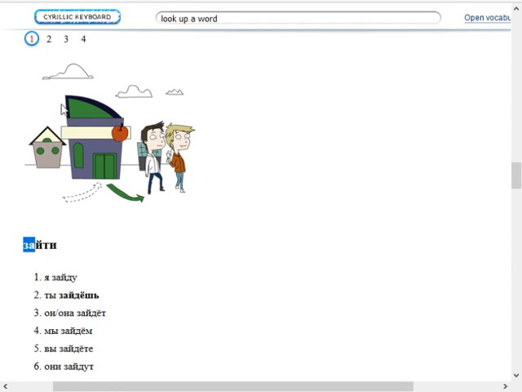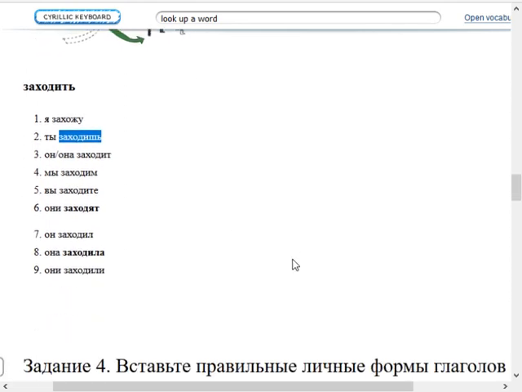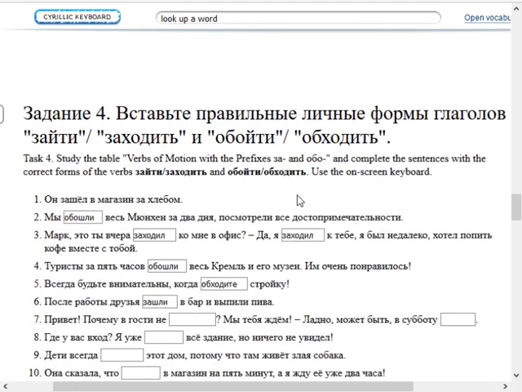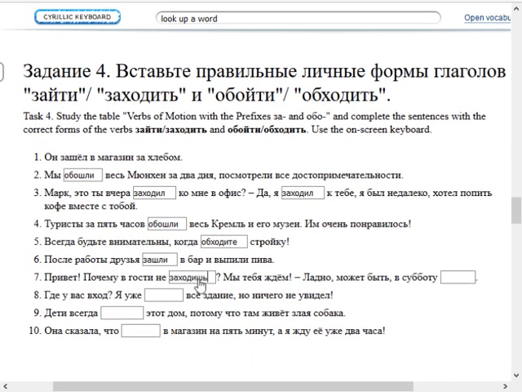The question is then, is it зайти or is it заходить? Well, for whatever reason, again, don't ask me why, it's заходить. And since they're saying ты to this person, which you wouldn't know, it's not apparent from the text, somehow you're just supposed to guess that, then, of course, the ты form for заходить is ты заходишь. So, привет, почему в гости не заходишь? Hi, why don't you stop in to visit? Мы тебя ждем.